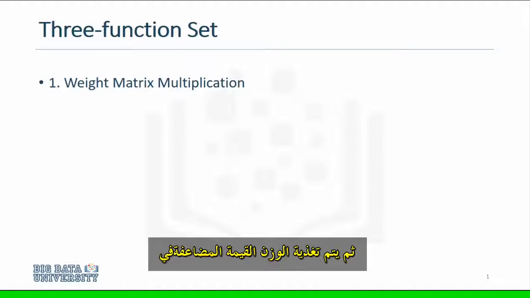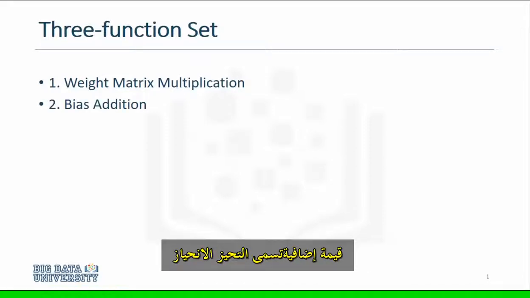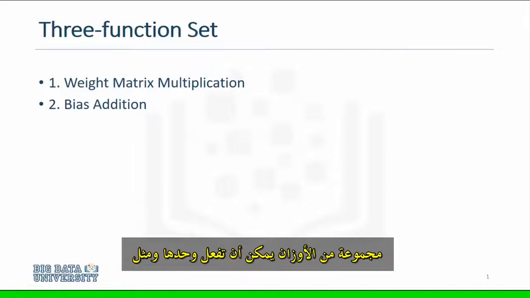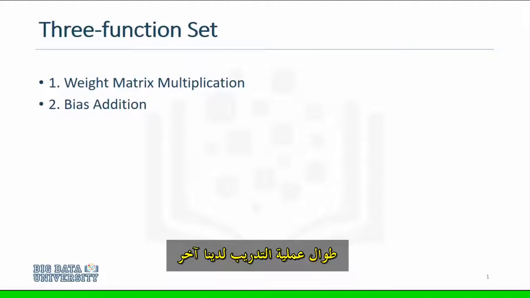The weight multiplied value is then fed into another function, which adds on an additional value called a bias. A bias is an important value that increases the flexibility of our model beyond what a set of weights could do alone. And like the weights, the bias is also updated throughout the training process.